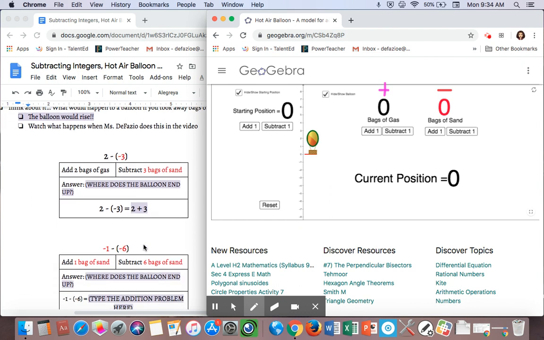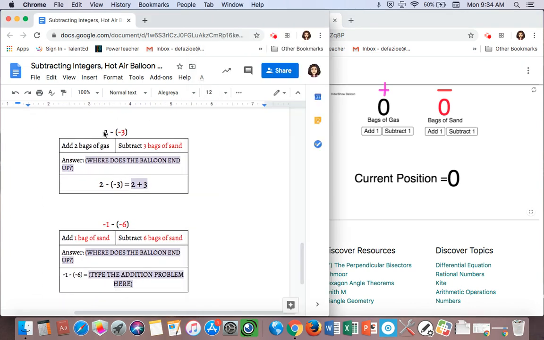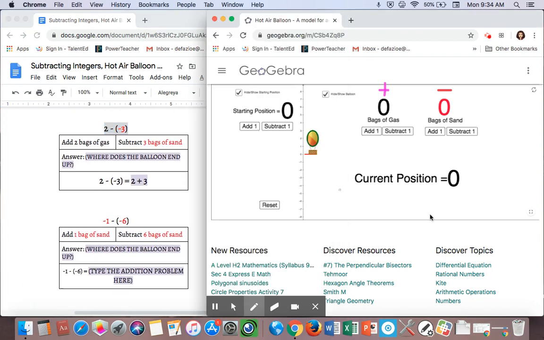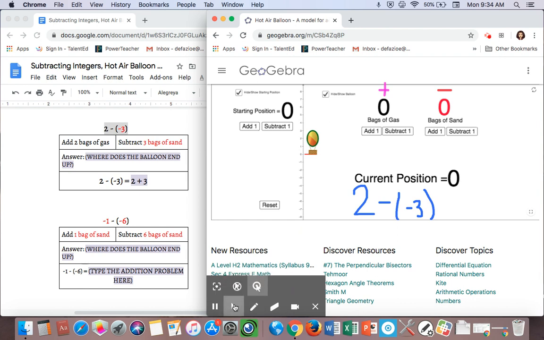So if we go to this next one, it says right here, we have 2 minus -3. And for those of you that were confused why we're using parentheses, that's because of this. If we had 2 minus -3 with no parentheses, it'd look a little weird. So that's why we have these parentheses. I'm going to rewrite this problem. 2 minus -3. All right. Again, we're going to be thinking about this in terms of bags of sand and bags of gas.